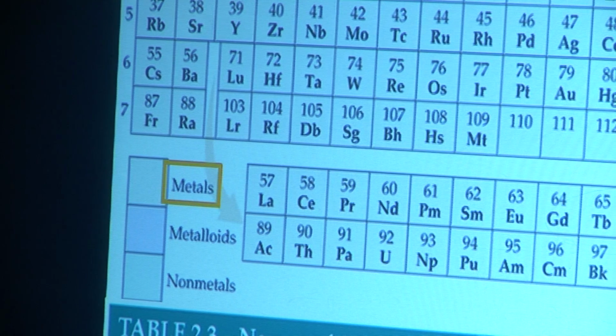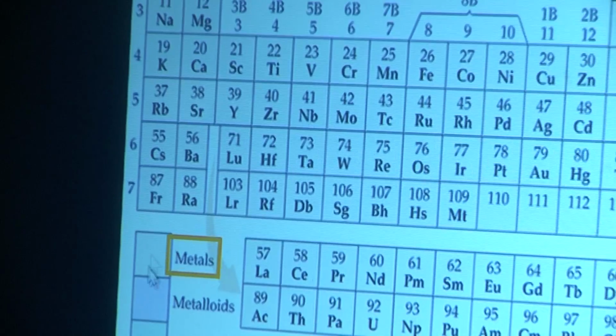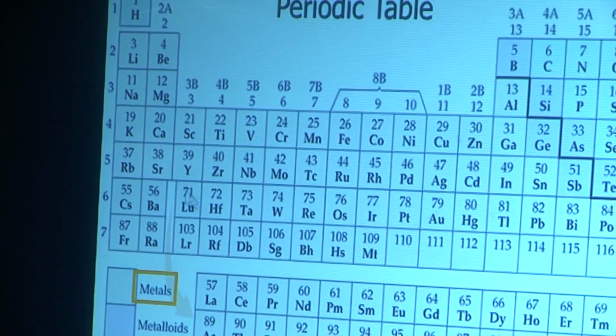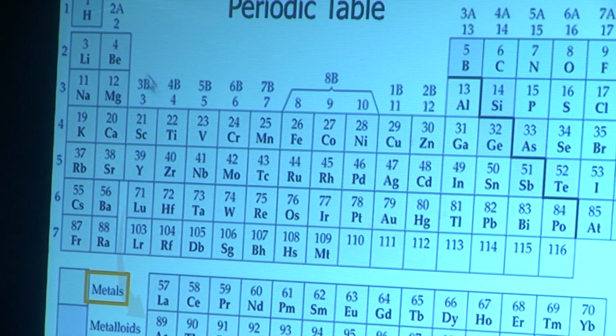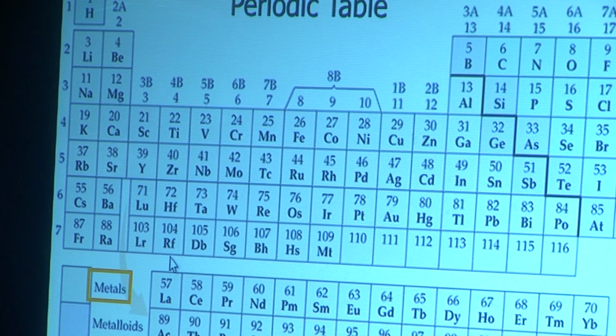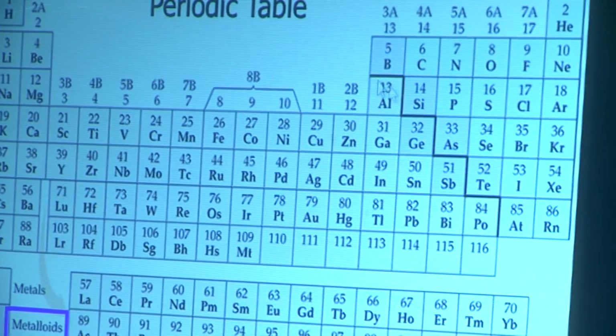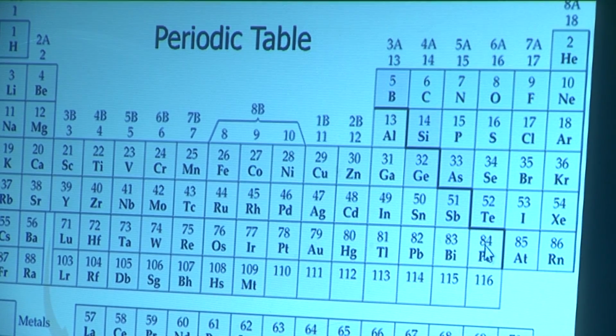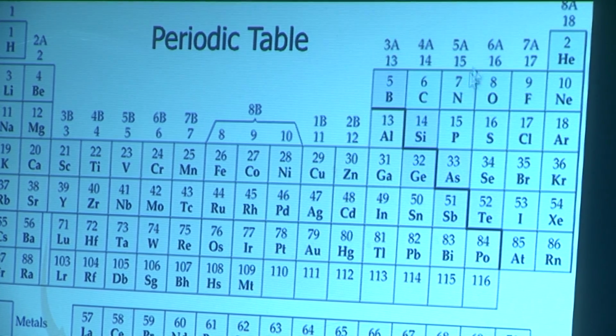The metals are mostly all the elements here. Those are all in the tan. The metalloids live mostly along this staircase line over here, except for aluminum and polonium, which are considered metals. And the nonmetals, this little triangle over on the right.